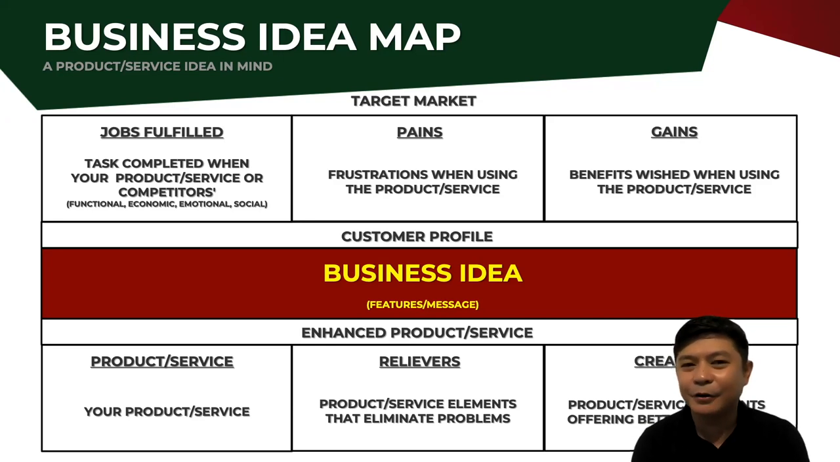Again, it's very difficult if you're selling something that you can't customize. So if you're selling a certain brand of cosmetics that you can't really change, it will be very difficult to change the iteration of the product, right? So you would be limited to doing marketing, right? So if you identify the jobs fulfilled, pains, gains, you have a detailed customer profile.